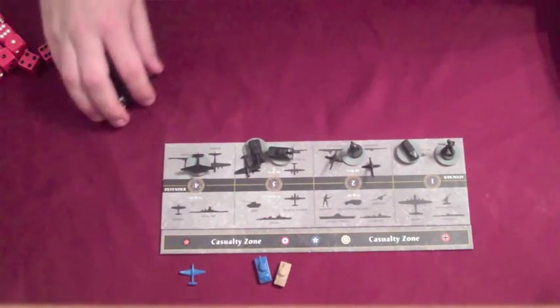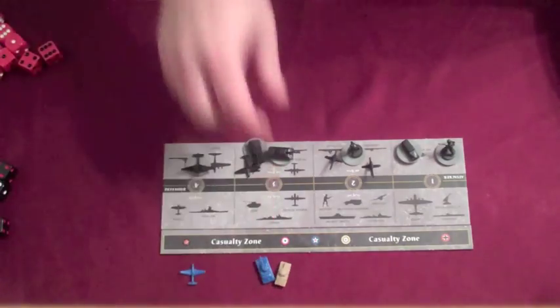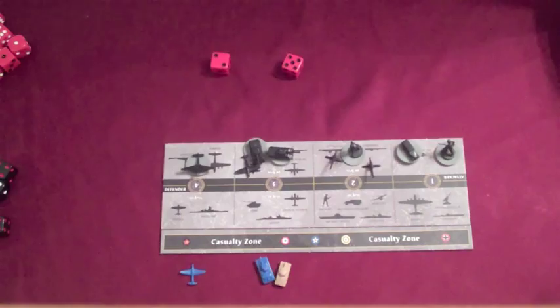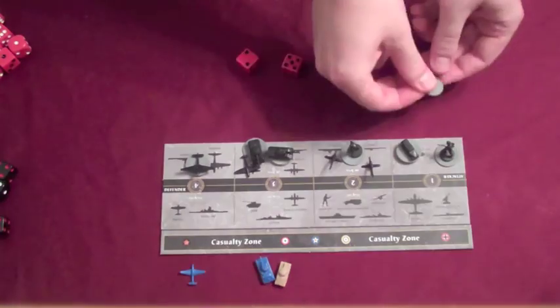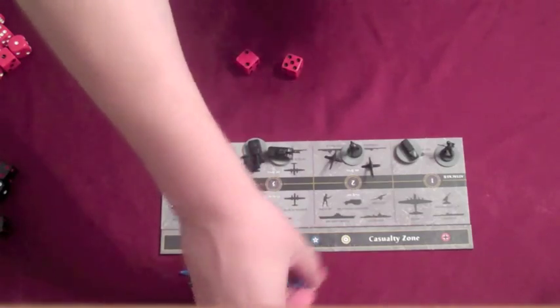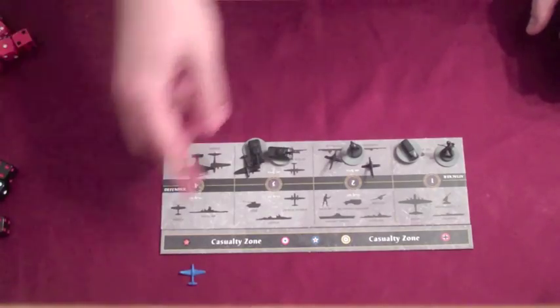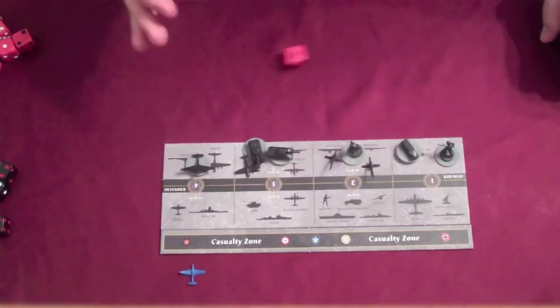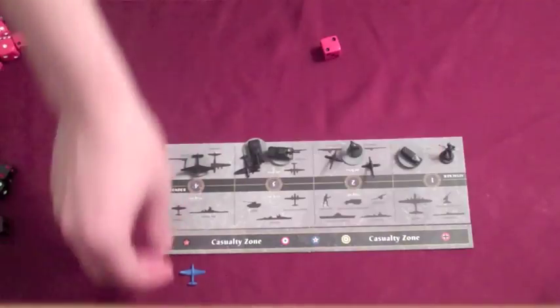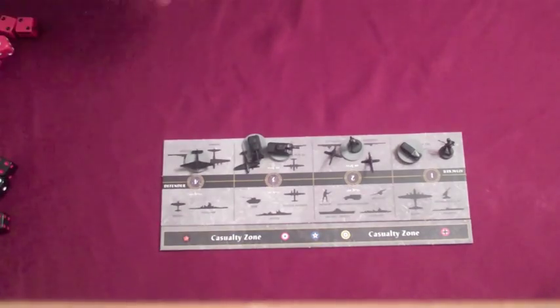But the defending units do get to fire back, so 2 tanks at 3, so I roll 2 dice. I get 1 hit, so that infantry is removed from the game. The 2 tanks are removed from the game. And then the fighter gets to fire back, so I roll 1 at 4. I got a hit, so I lose 1 more infantry. And the fighter is dead as well. So that's how combat goes.